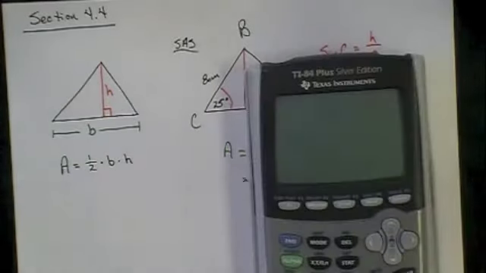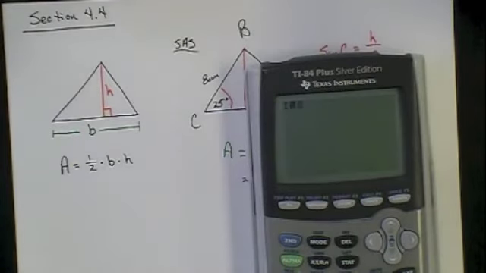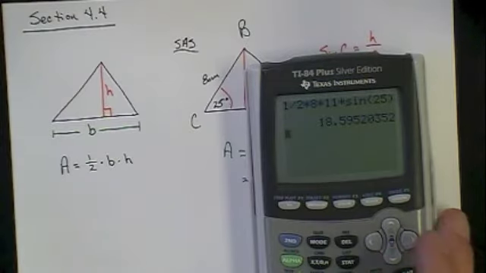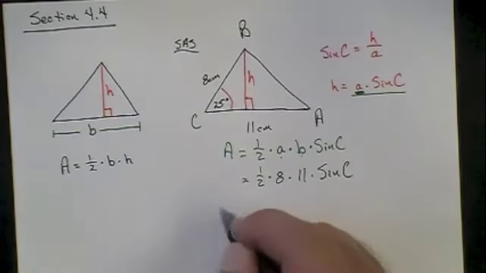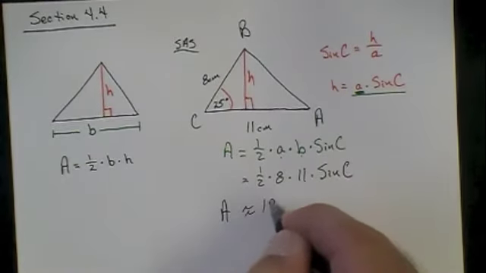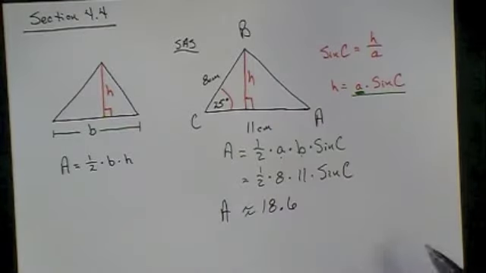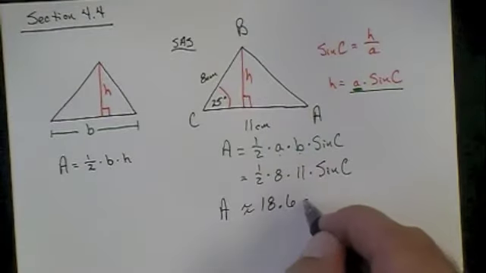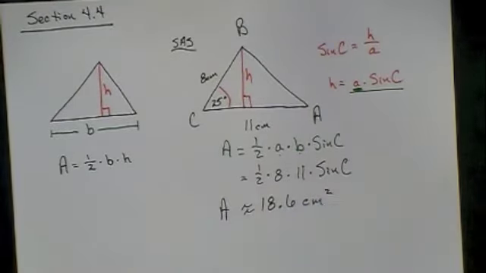So if we plug that into the calculator, we have 1/2 times side A, which was 8, times side B, which was 11, times the sine of angle C, which is 25 degrees. I need to be in degrees for my mode. And so we find that the area of that triangle is approximately 18.6. And of course, if we're talking area, then our label would have to be centimeters squared.